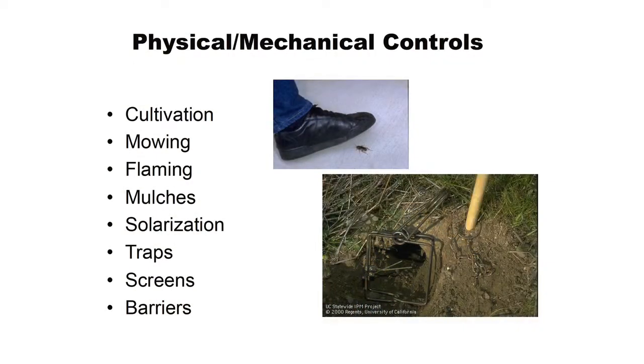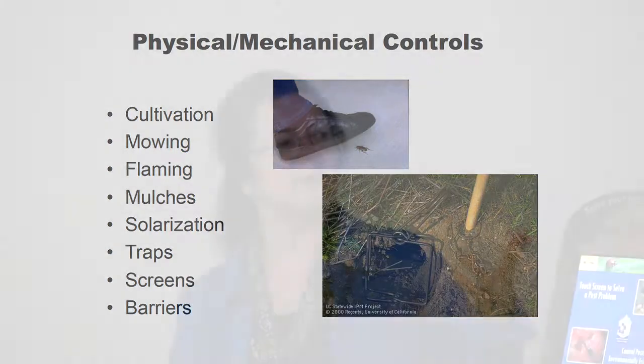Traps are our primary way of managing vertebrate pests like gophers and ground squirrels and rats and things like that. But we also have some traps that are used for some insect pests. You can trap snails and slugs. And so there's various kinds of traps.